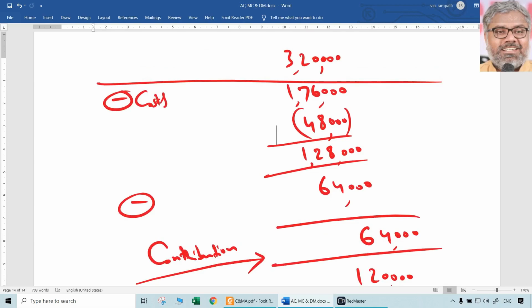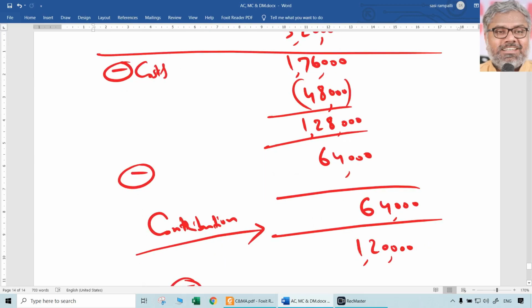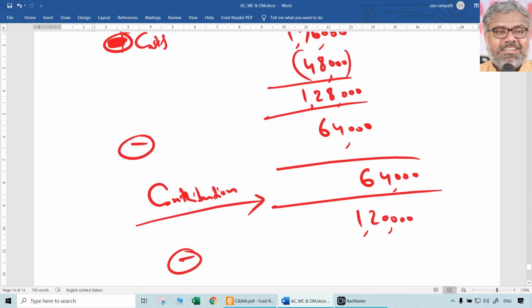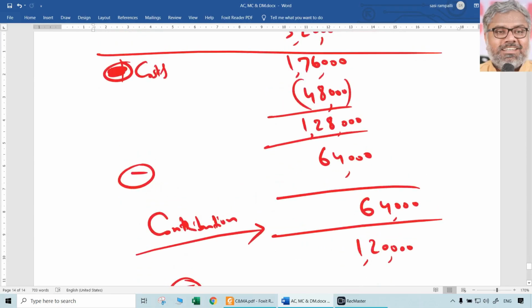I think somewhere calculations went wrong. 176 minus 48 is 128. That is okay. Where were we? Okay, unnecessarily we are doing this cost. This one created everything. So this cost is separate. Keep the sales separately. Keep the sales separately.